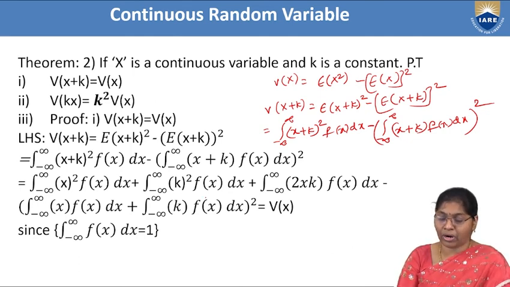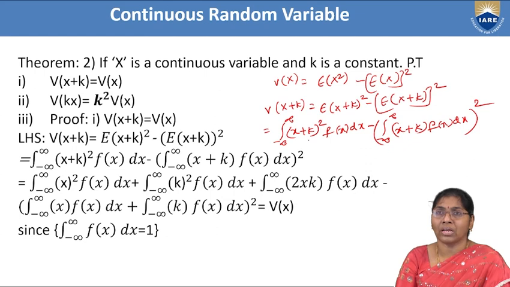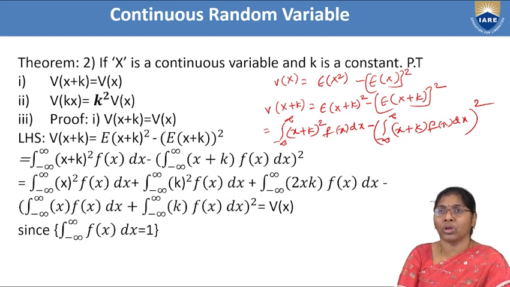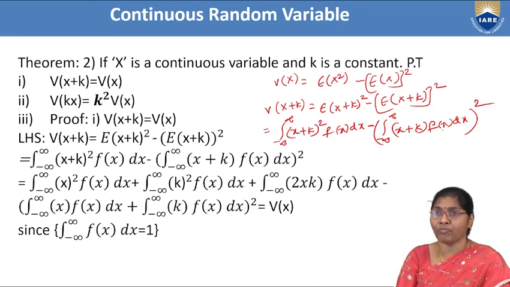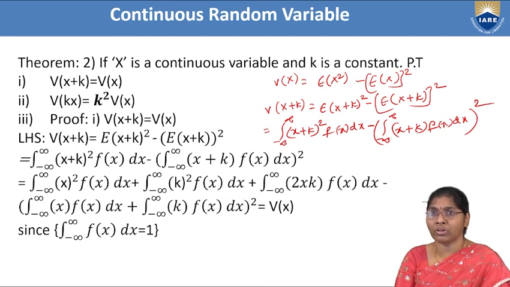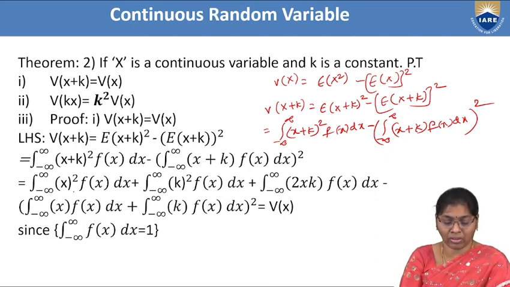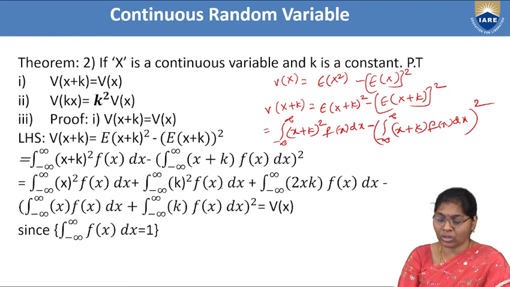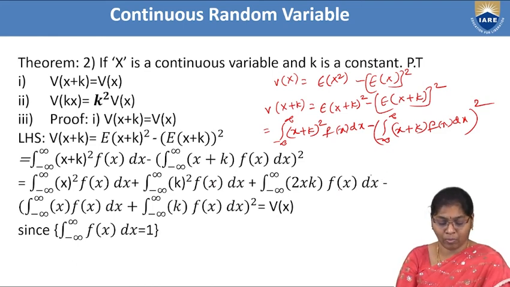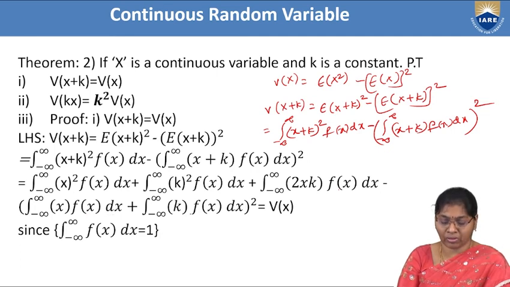Again splitting into subparts: (x plus k) whole square is x square plus 2xk plus k square, into f of x dx. Now here it is x into f of x dx plus k into f of x dx, whole square. I am splitting into subparts: x square f of x dx, k square f of x dx, plus 2xk f of x dx, minus (x into f of x dx plus k into f of x dx) whole square. Now integral from minus infinity to infinity of f of x dx equals 1.